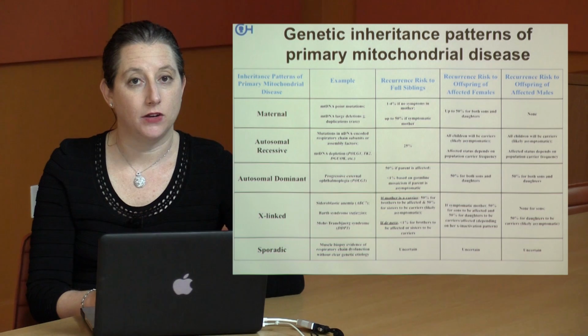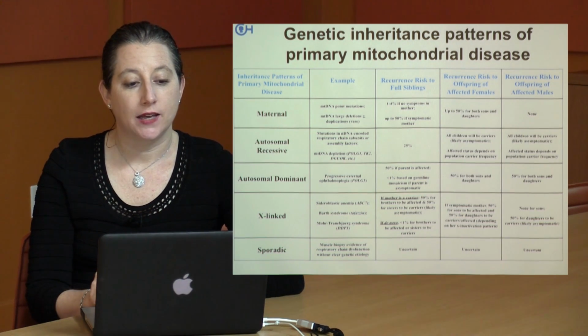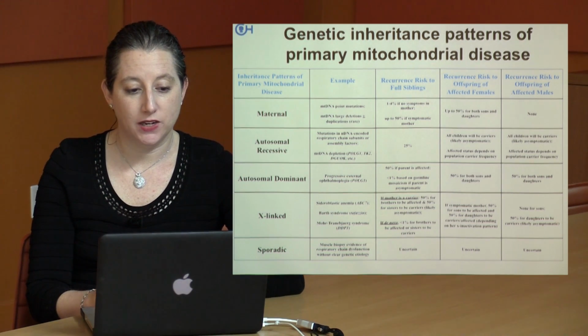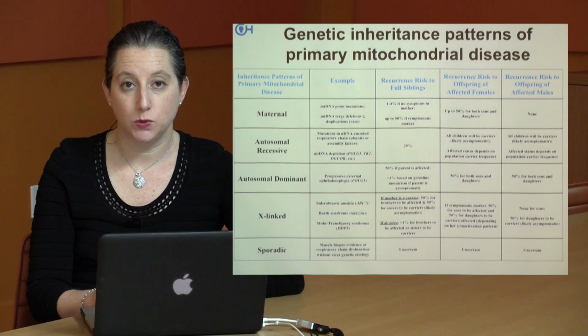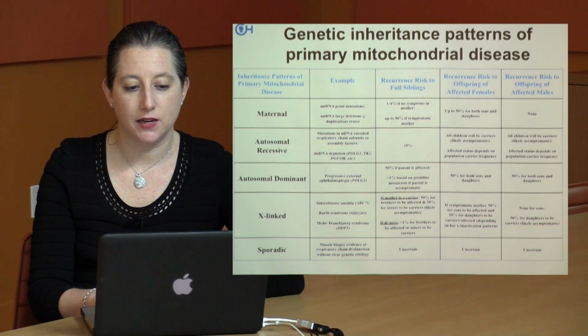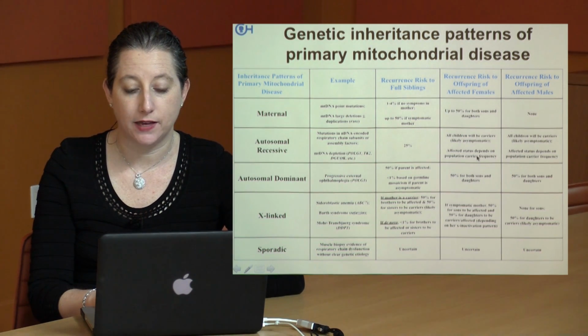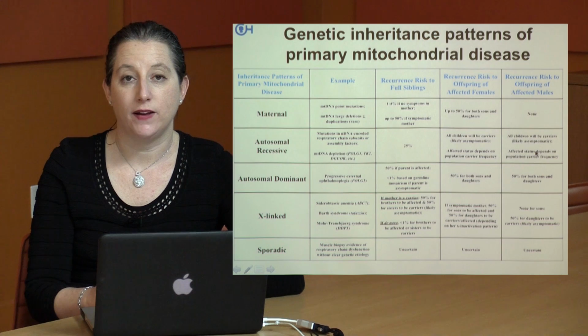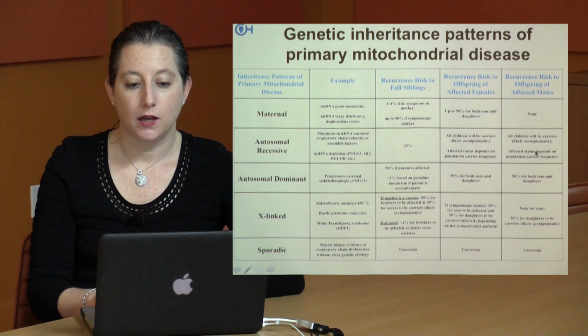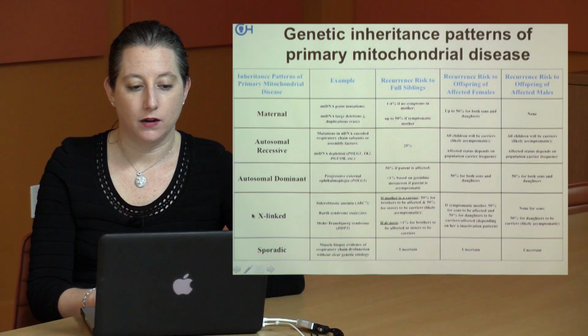And when they go to make their offspring, they each can contribute their mutation, and the child would get mutations, one from each, in their 2 copies of that gene, and therefore show up with a mitochondrial disease. This would have a 1 in 4 chance of recurrence for siblings of the affected individual, and the affected individual themselves is very unlikely to have an affected offspring should they reproduce unless their partner is also a carrier.